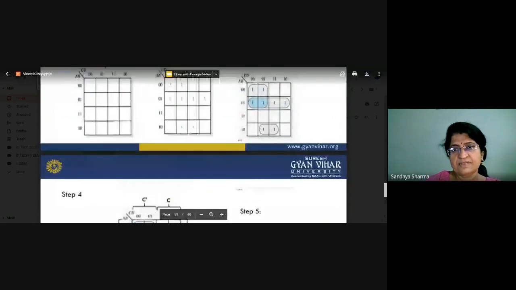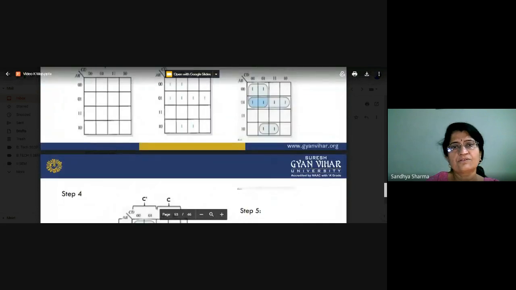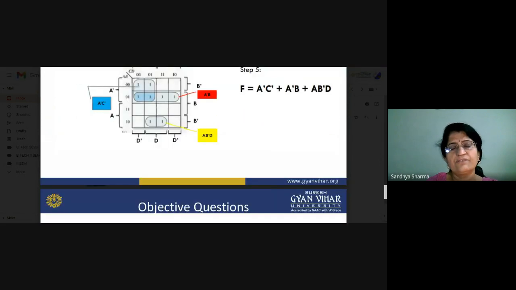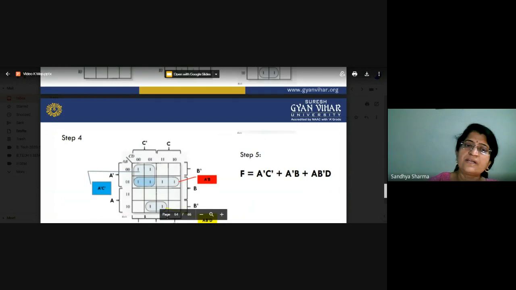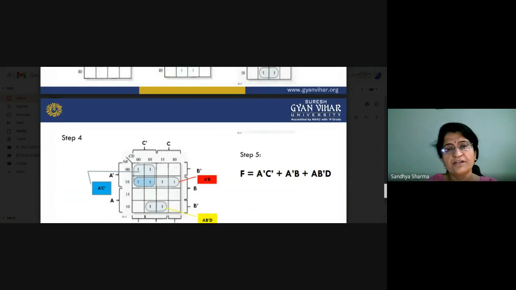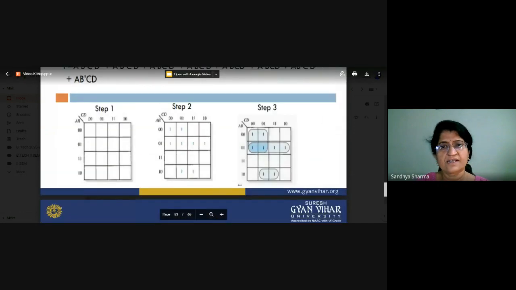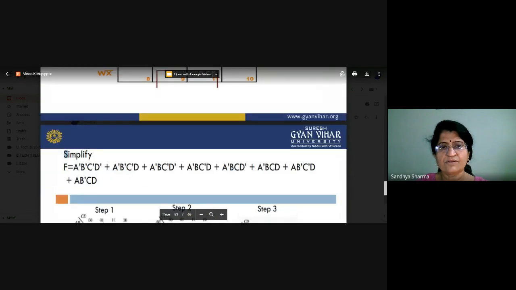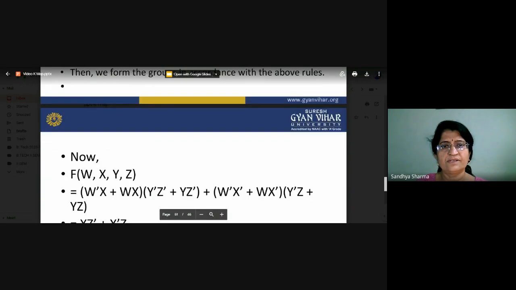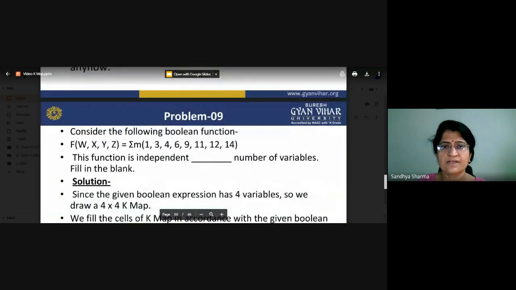So this is the basic, so many numericals we have solved in the K mapping, and I think it will be clear to you how you can insert the one and how you can reduce or optimize your equations. So this is again the terms. Either you have to give it in terms of value, again I have to write sigma m 1 3 4 6 9.